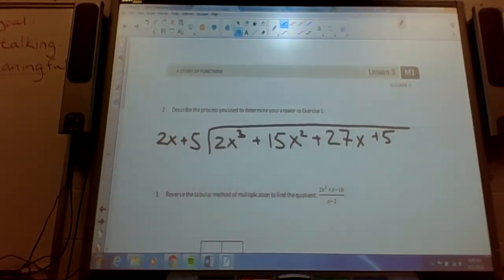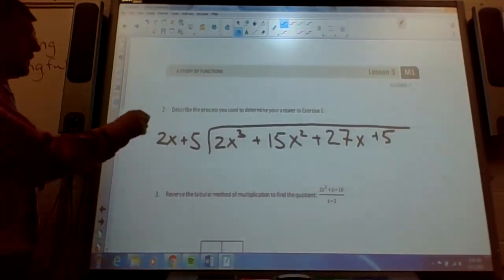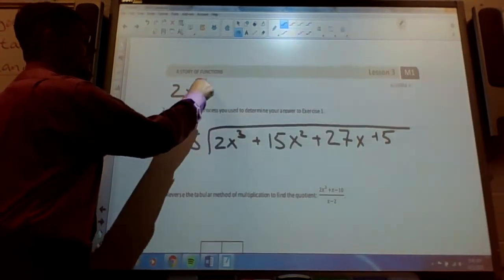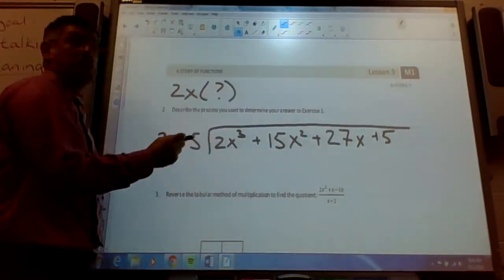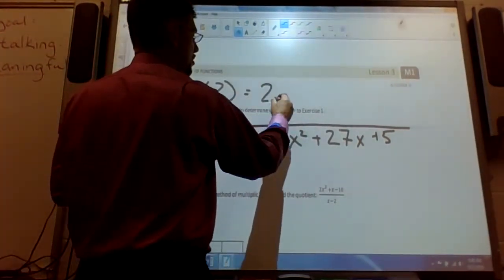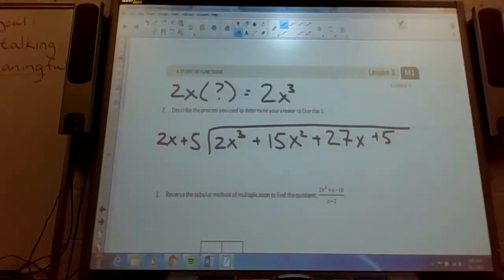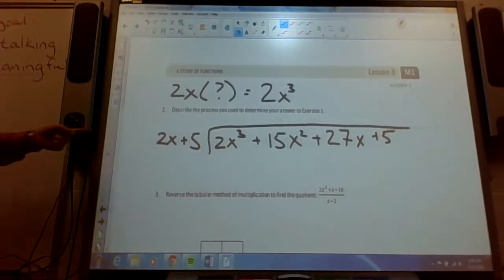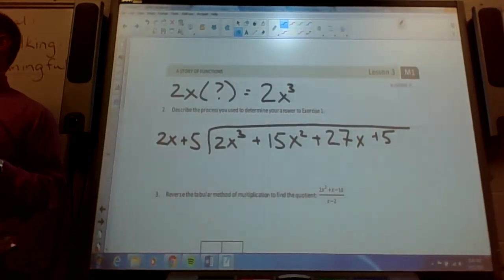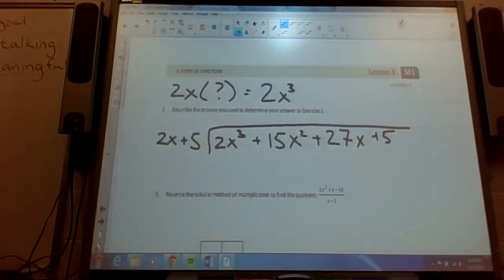In other words, what do I have to multiply 2x by to get 2x cubed? So 2x times question mark equals 2x cubed. X squared, right? So I multiply 2x times x squared. That gets me 2x cubed. Where am I going to put that x squared?